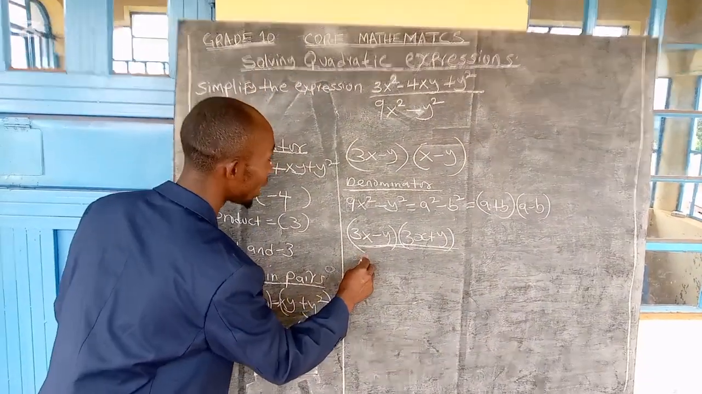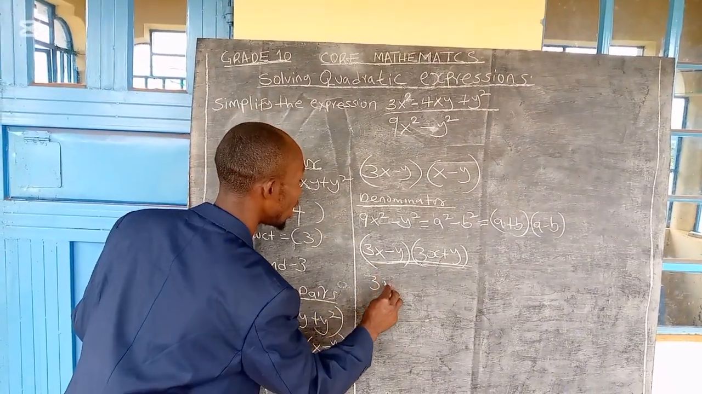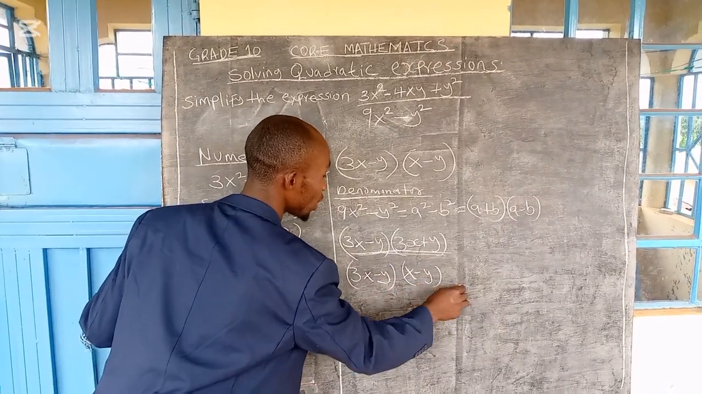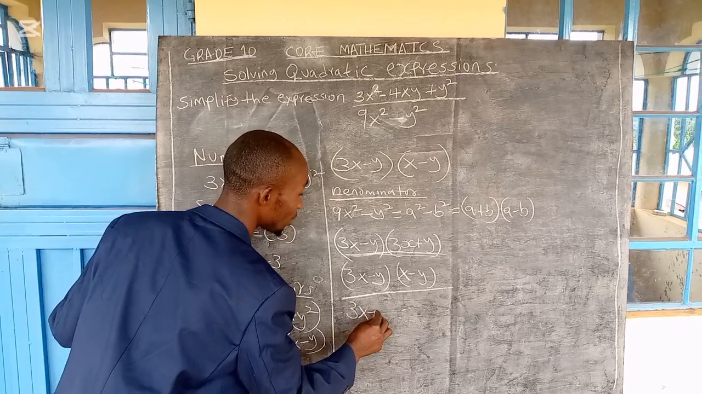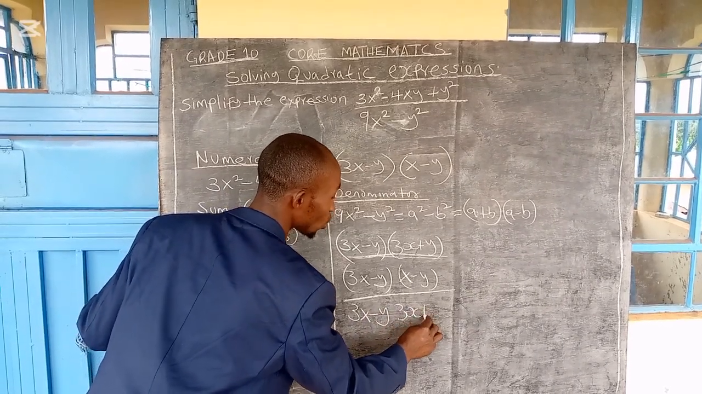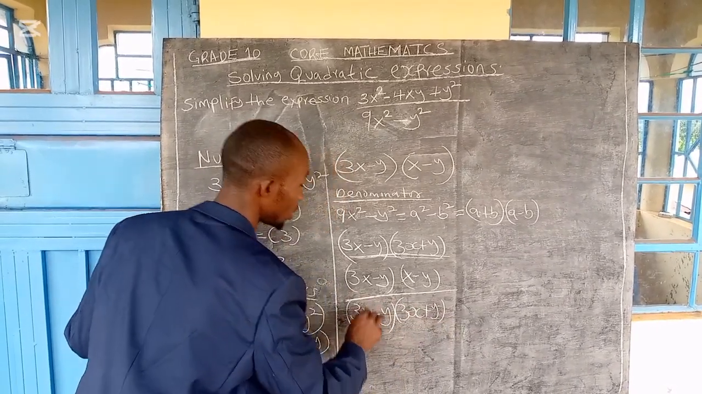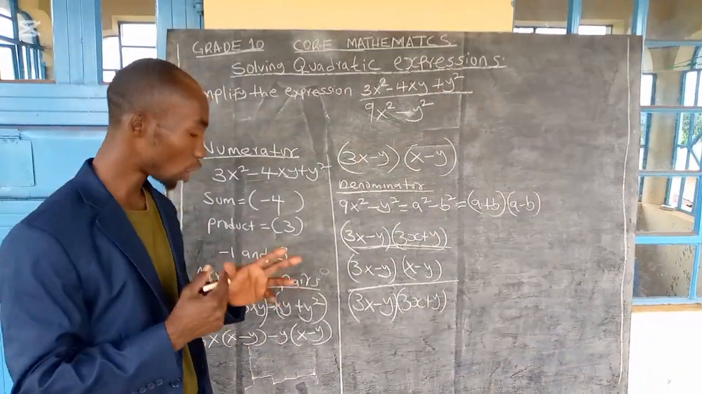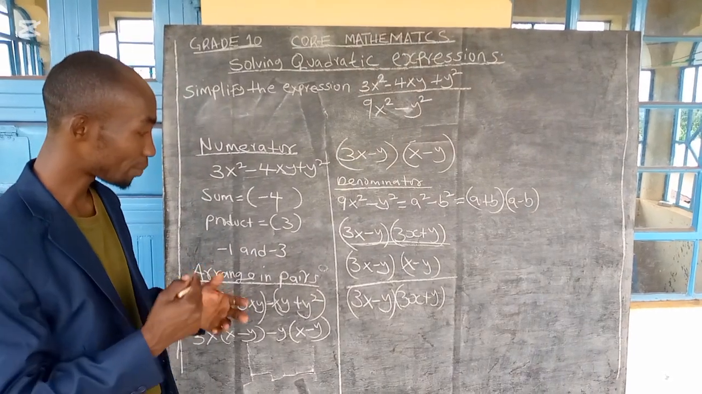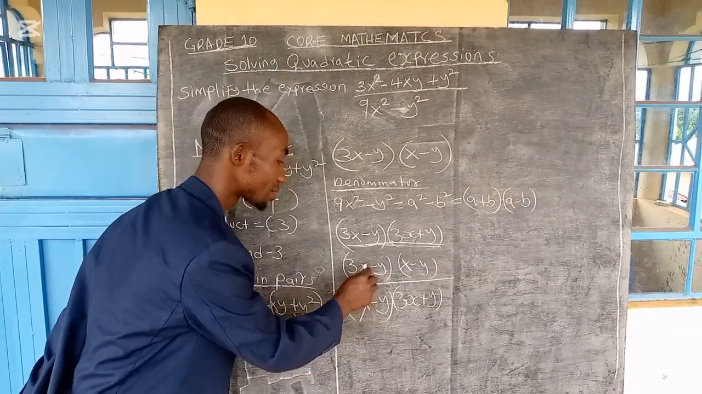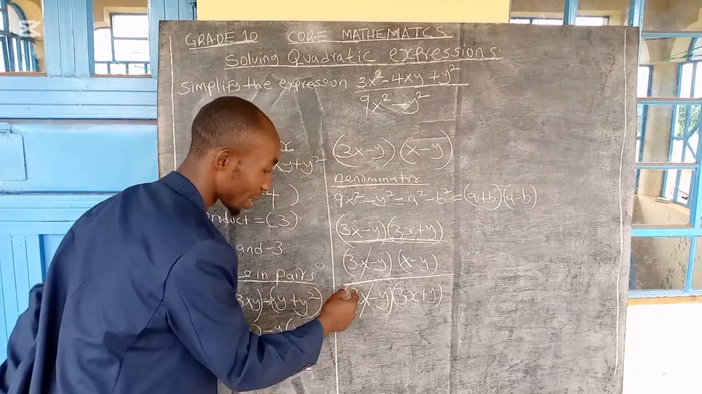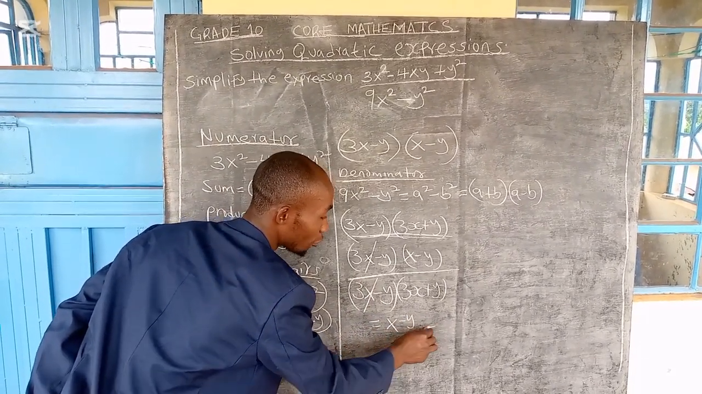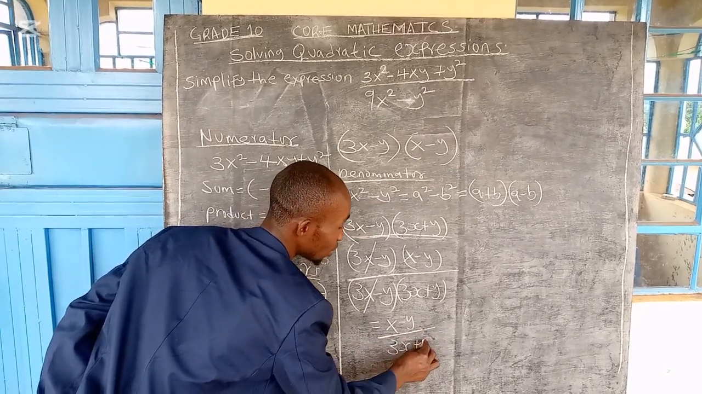Now let us simplify. What we had in the numerator is 3x minus y, over what we have in the denominator, 3x minus y times 3x plus y. Simplify means that we are going to cancel out some variables and numbers, like this one, which is the same as this one. So at the end of the day, our answer is x minus y over 3x plus y.